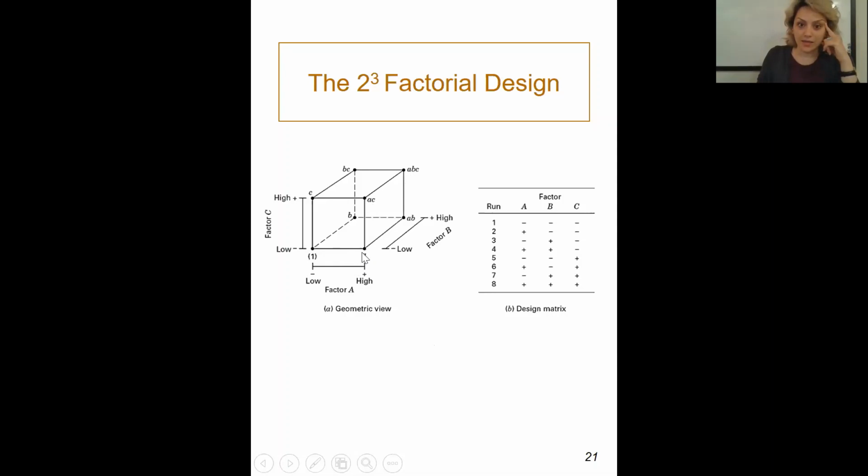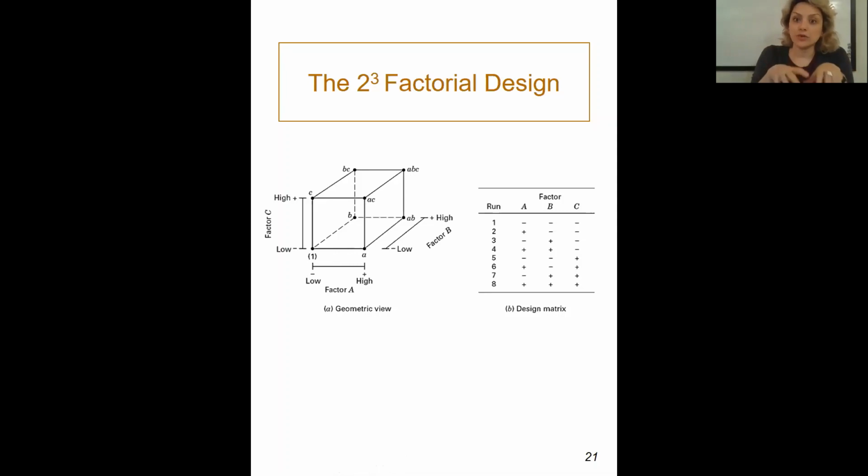Look at A here for this point. A is positive, right? C is positive as well. And then B is negative because we are on this surface. Whatever you have on the front surface here, closer to you from the screen, B is at the low level. Whatever you have on the back, B is at the high level, because here factor B is high and here it is low.